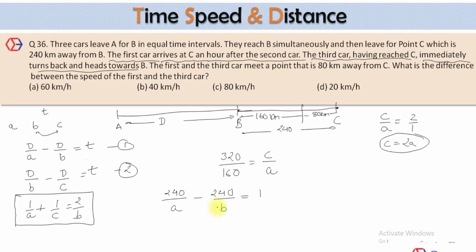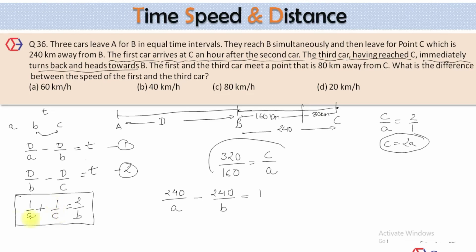Can we solve this equation? Can we replace one of the values here? 240 goes on that side. This becomes 1 by A minus 1 by B is equal to 1 by 240. And what else is known to me? This one. C is equal to 2A. So when you put C equal to 2A, what will you get?